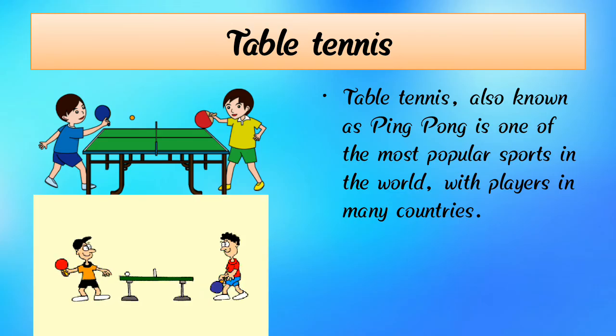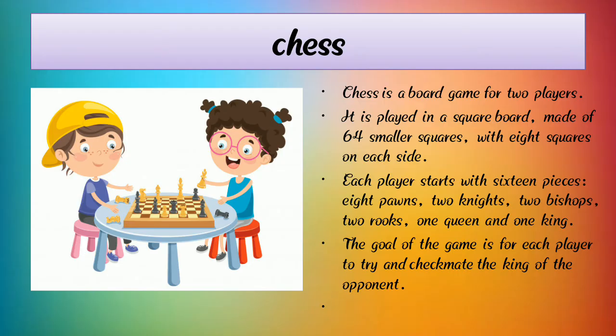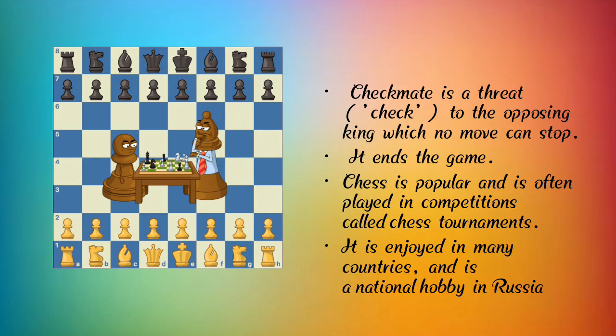Next, table tennis. Table tennis is a very interesting game, played by two persons, and it is an indoor game. And next we can see chess. Chess is a very interesting mind game, played on a square board by two persons, inside our house. We can play inside our house, and that's why we say it is an indoor game.